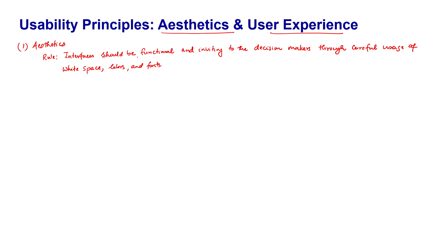It should be functional. Functional means it should support the function of decision making, and it should be inviting. The user should feel invited to use it. So, it should be functional to the decision maker and inviting to the decision maker. And how do you make that happen? By carefully employing the white space, colors and fonts.